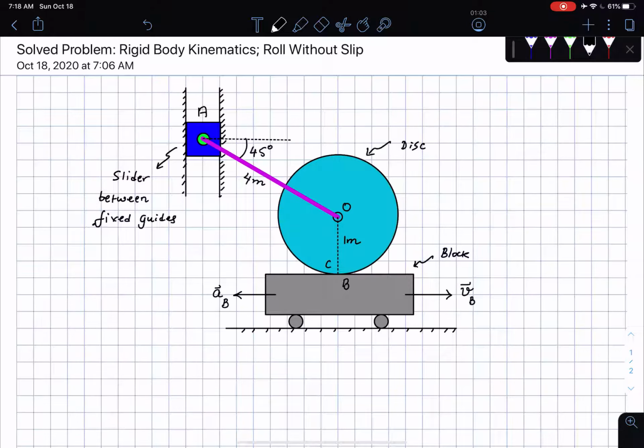here. Okay, and we are given some information regarding the motion of the slider. We are given some information regarding the motion of the block, and then we need to compute what the angular velocities are of certain quantities. So let me write down the problem as such.